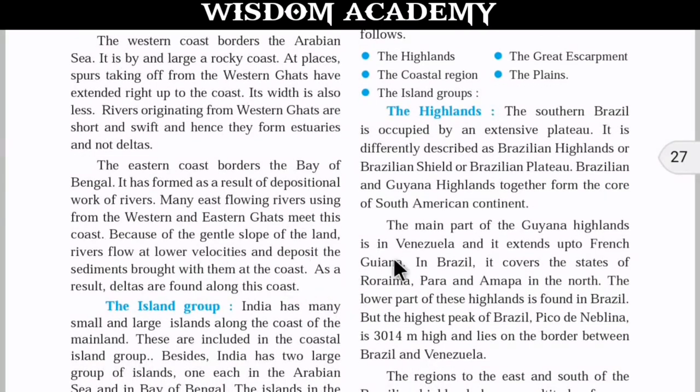So the velocity of river is less. As the velocity of river is less, it is depositing more and more sand. As a result, deltas are found on the coast. So in the eastern coast, we are having deltas.